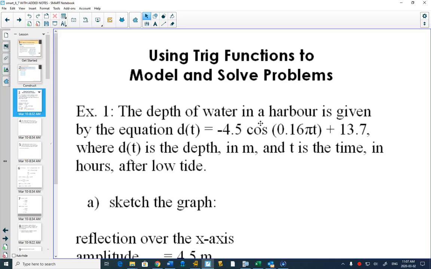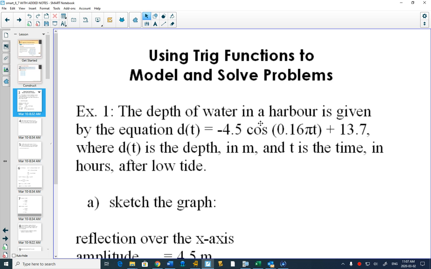Now this first one is the easiest type of word problem because in the word problem they give you the equation. So we've got y equals negative 4.5 cos. The numbers aren't as nice because it's based on a real life question with different kind of numbers, but we can still apply DABC to graph it.